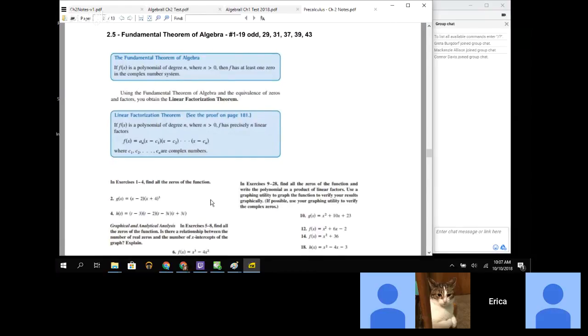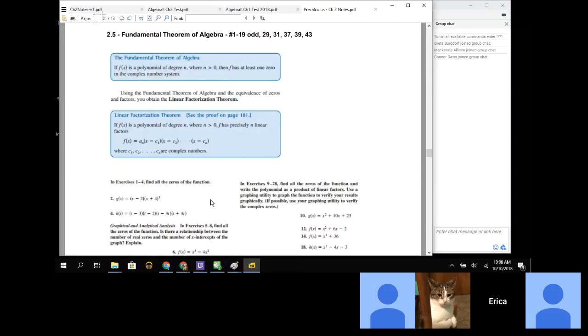The fundamental theorem of algebra basically says that if you look at any polynomial, say a polynomial that's x to the 4th power, it has an exponent of 4. Then we're going to have 4 roots to our equation. Some of them might be real and some might be complex, and we've got to figure out what those are.